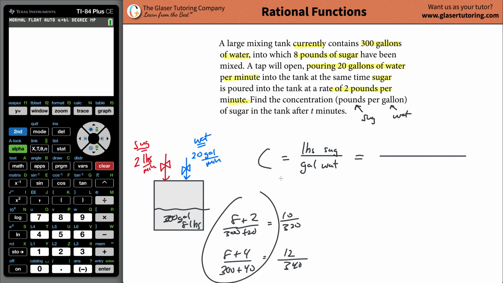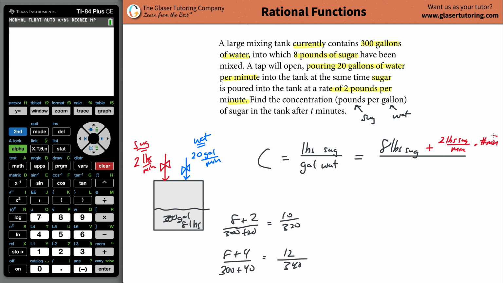What's the pattern? Well, the pattern is you took your initial amount of sugar, the initial pounds of sugar. So you had 8 pounds of sugar. So I'll write it this way, 8 pounds of sugar. And what you did then was you're adding to that the 2 pounds of sugar per minute, multiplying that by the number of minutes that has passed, right?